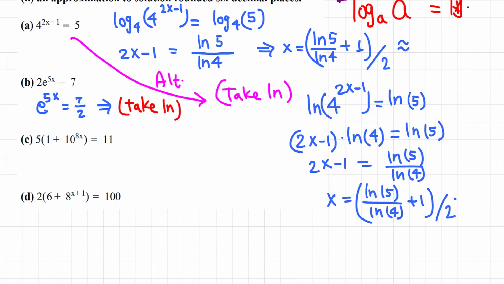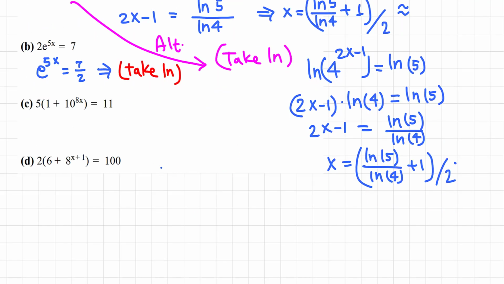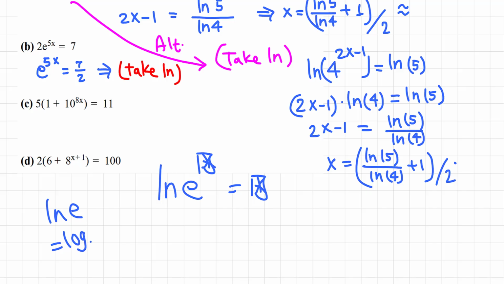Then on the left side, when we have ln of e raised to anything, the exponent jumps to the front and leaves ln of e, which is 1. Natural log of e is 1, because this is log with base e of e. When they are the same, it is simply 1. So ln of e to something is just that thing.